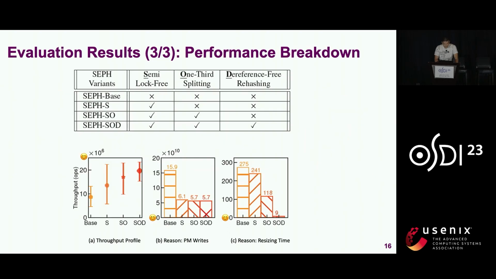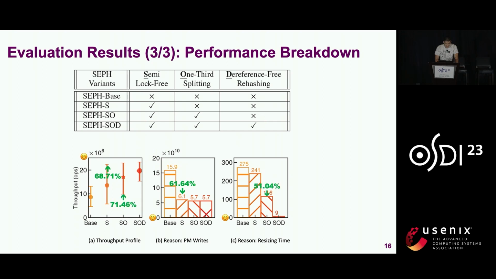To figure out how the proposed techniques contribute to the overall performance, we conduct a performance breakdown by equipping SEPH with semi-lock-free, 1/3 split, and dereference-free rehashing one by one. By comparing the two variants of SEPH, it demonstrates the semi-lock-free lifts the maximum throughput by about 17%. And the reason is it reduces the PM writes by about 60%.